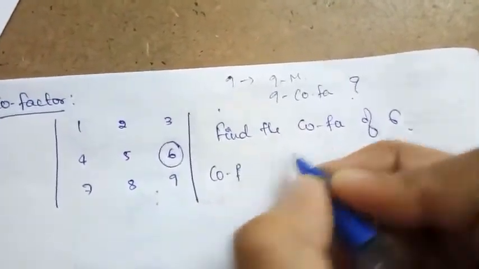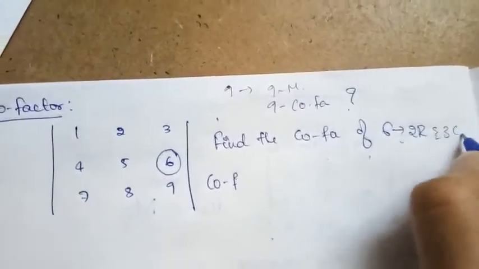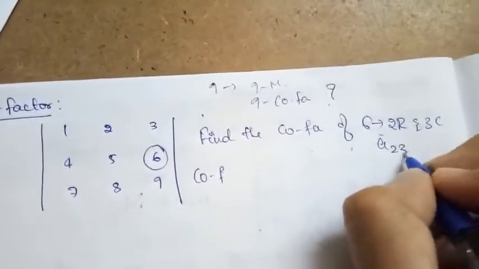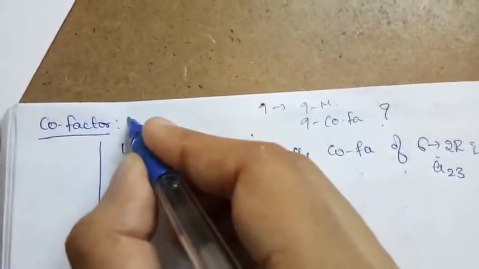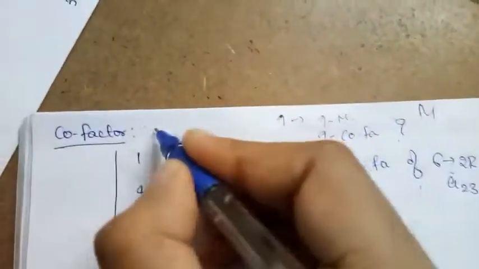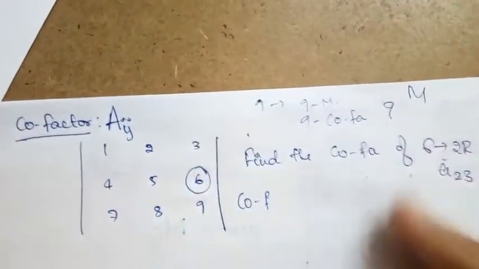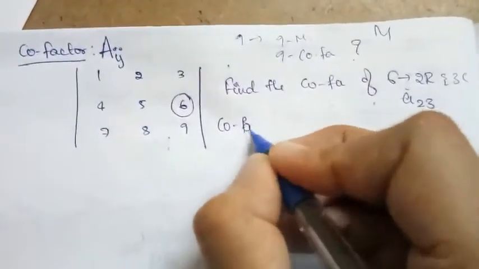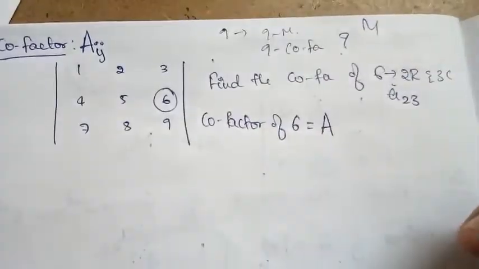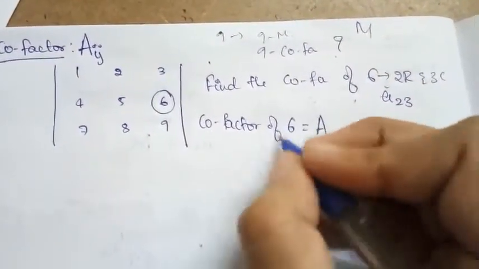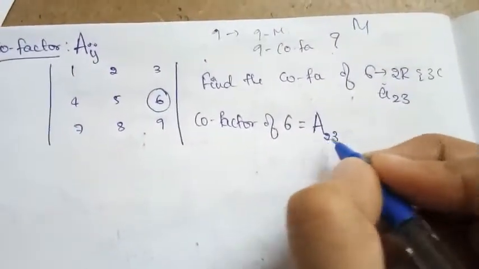The first thing is where this 6 is lying. The 6 is lying in the second row and third column, so that is the A23 element. As I said, the minors are represented by capital M, and cofactors are represented by capital letter A followed by i and j, where i represents the row and j represents the column. So the cofactor of 6 is represented by A, and 6 is in the second row, third column, so we need to find A23.